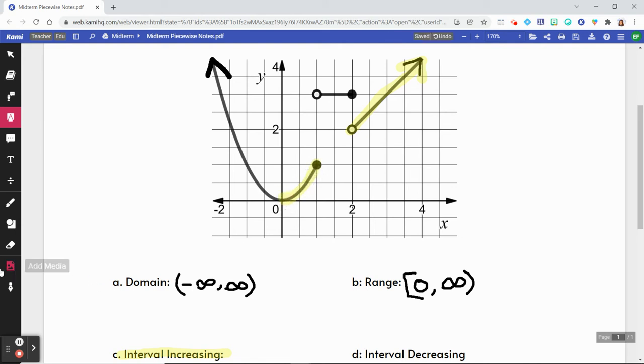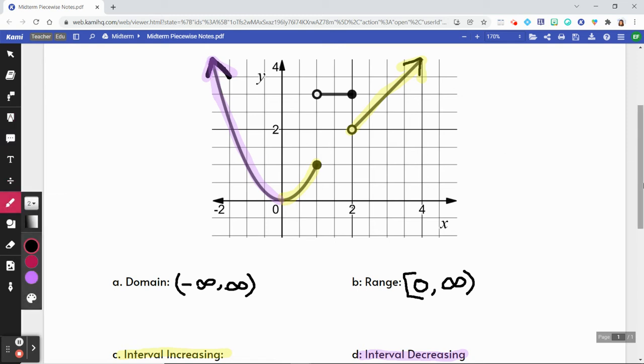Now, if we look to decreasing, so I'll switch up my colors, we're looking for a portion that goes downward. So again, reading our graph from left to right, we see that all these values here are decreasing. This portion of our graph up here is neither increasing nor decreasing. It is a constant function, so that's not going to be included at all in our answer when we're going to state our interval of increase and decrease.